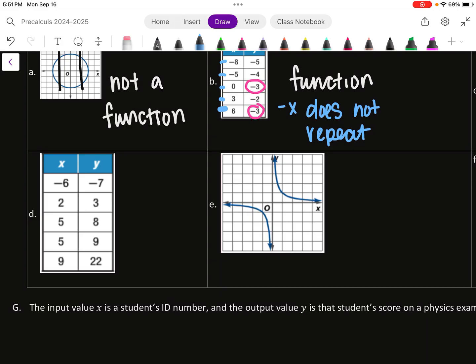All right, this next one with the table. This is a clear example of the X's repeating. 5 maps to not only 8, it maps to 9. So this is not a function.